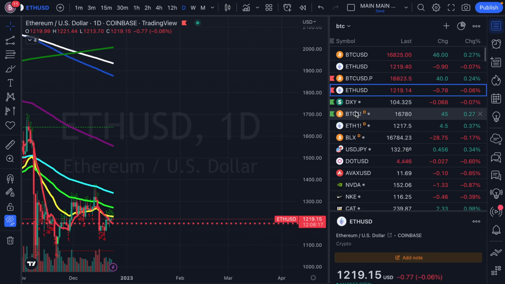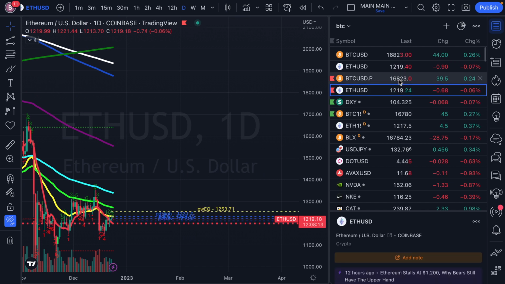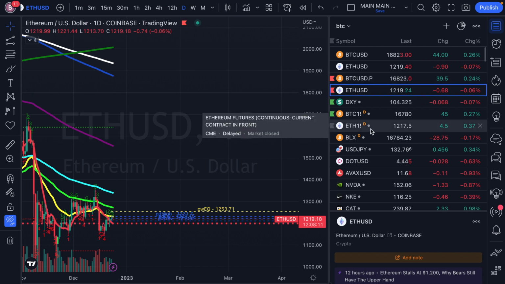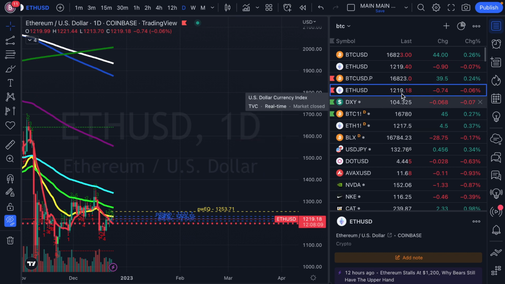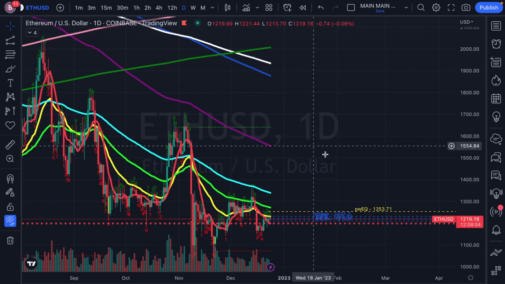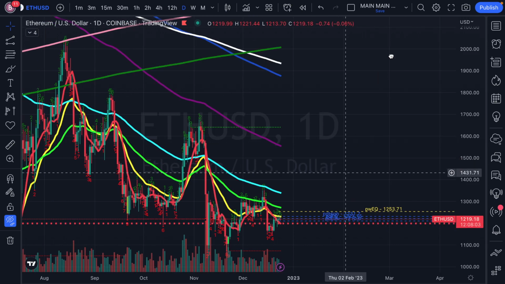And then another thing I wanted to show you before we go into there is the CME close. So Bitcoin closed at 16,780. We're at basically $50 higher. ETH closed at 12.17. We're a dollar or two there. So basically, we're going sideways on the close. Nothing to get excited about.